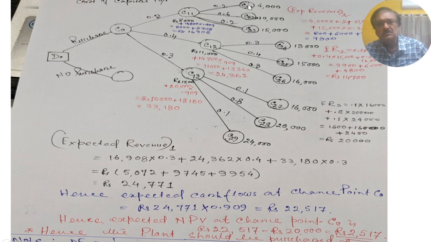This is 4,000 into 0.2 occurrence probability plus 10,000 into 0.6 plus 15,000 into 0.2, and if you add, then you will get 9,800. This is the expected cash inflows after the second year. Then what will be the present value?